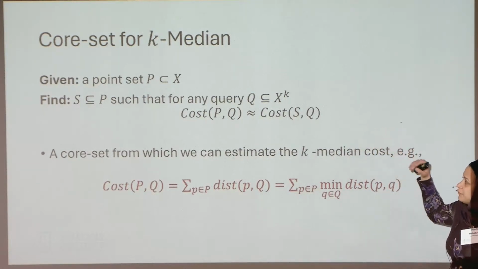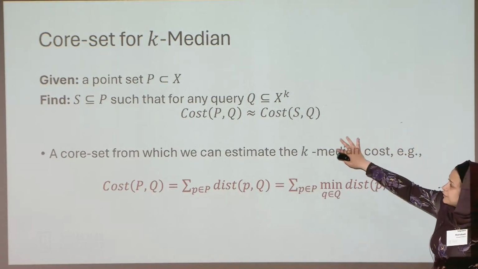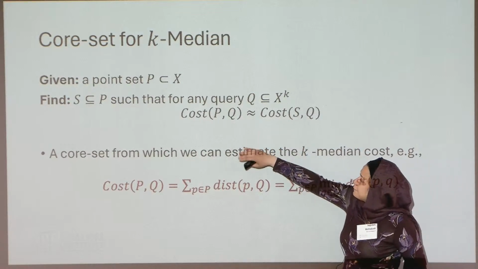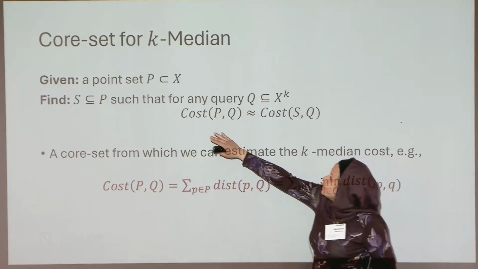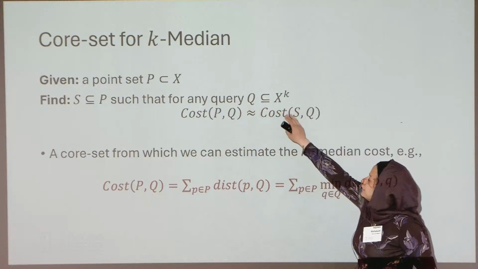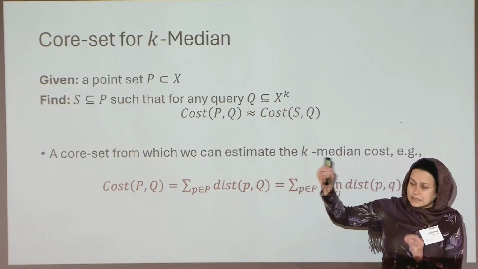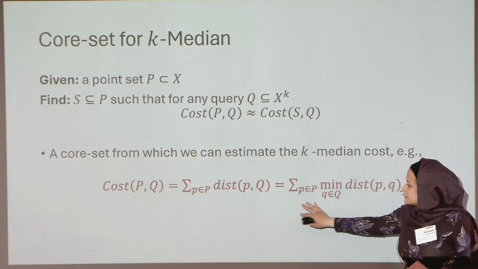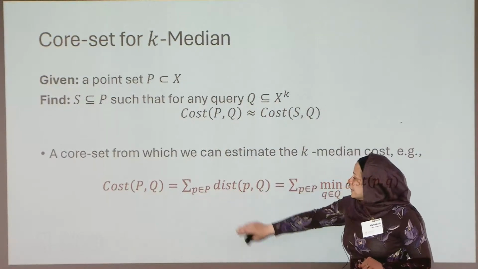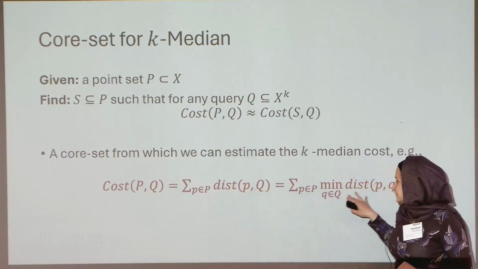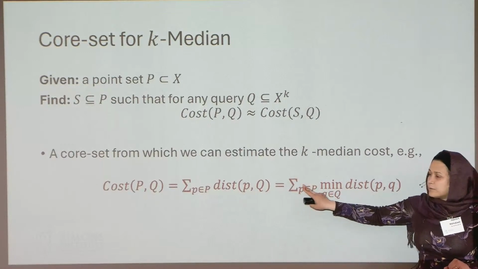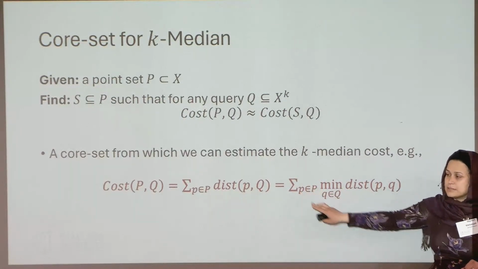In order to explain that, let me start in the context of coresets for k-median. So again, for k-median, you have a set of points P. You want to find a subset S such that for any query, where the query is a set of k centers, we are preserving the cost. And what is the cost? The cost is the sum over all the points of the distance of the point to its closest center. In k-center, instead of a sum, we had a maximum, and now for k-median, we have just the sum.